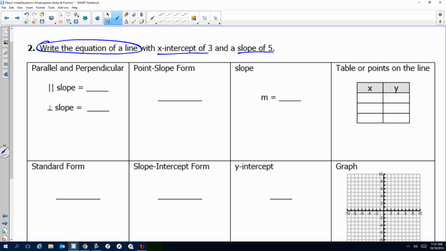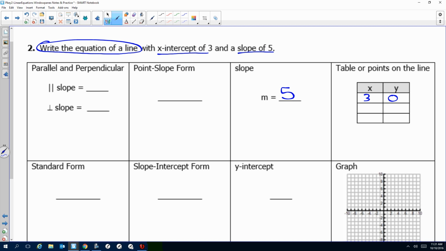All right, so x-intercept of 3, slope of 5. What do we fill in? Slope. Okay, m equals 5. X-intercept of 3. What do I do with that? In the table. So that would be 3, 0. Okay.